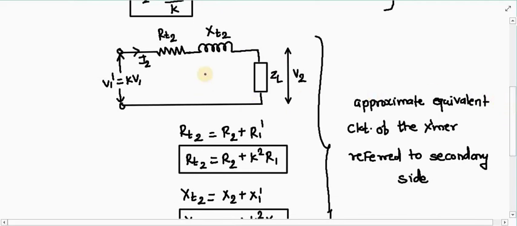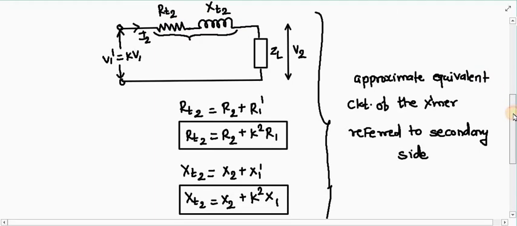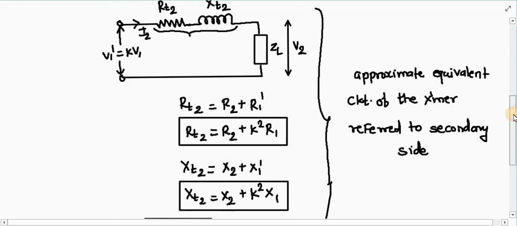In this circuit, when no load is connected across the transformer, what is my I2? My I2 will be 0. So there will be no internal voltage drop in the impedances of the winding. What is the impedance of the winding? RT2 plus jXT2, right? So when my I2 is equal to 0, there is no drop in the impedance of the winding.